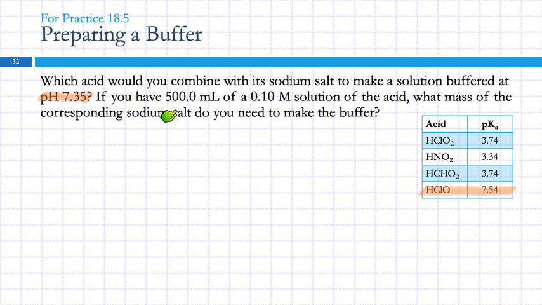So if we have 500 milliliters of a 0.1 molar solution of the acid, what mass of the corresponding sodium salt do you need to make the buffer?